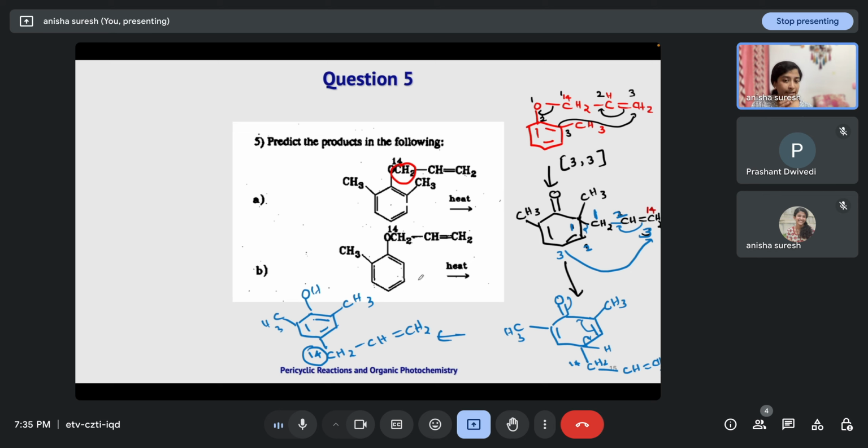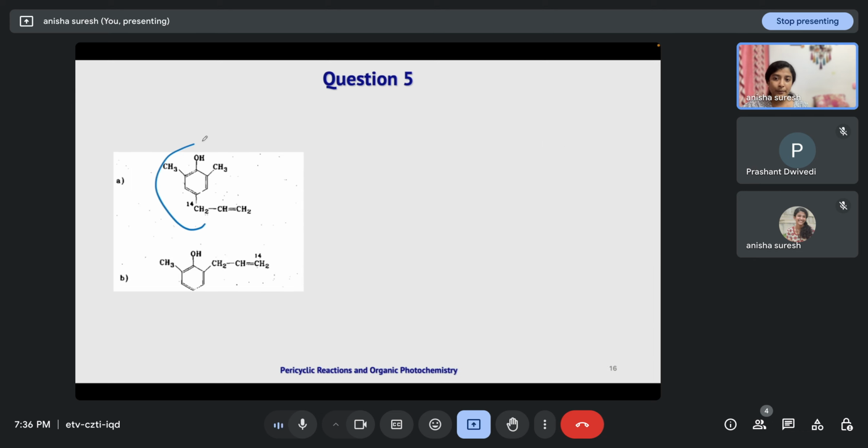Okay. Now in the second case, the first step will be Claisen rearrangement, and we are not having a CH3 here. Instead, one hydrogen is present. So here itself a tautomerization will be possible, which will give the final product. So let us see what the mechanism is there. So this is the final product in A and this is the final product in B. So we can see how the reaction is taking place in case of B.